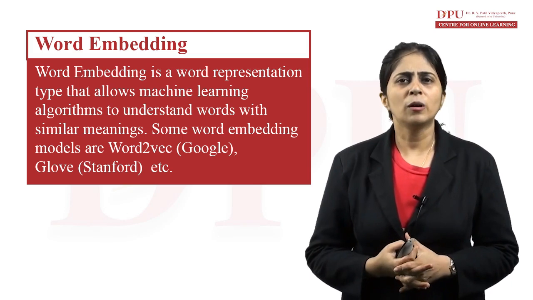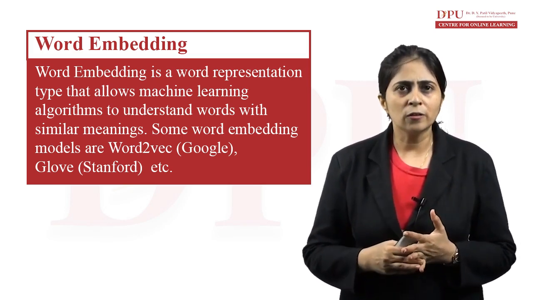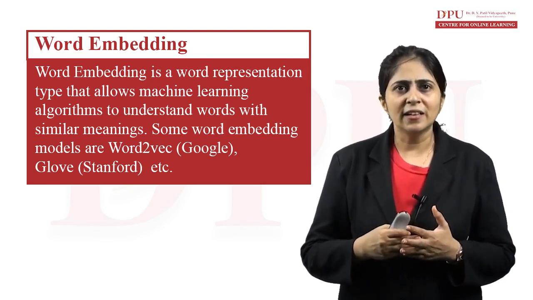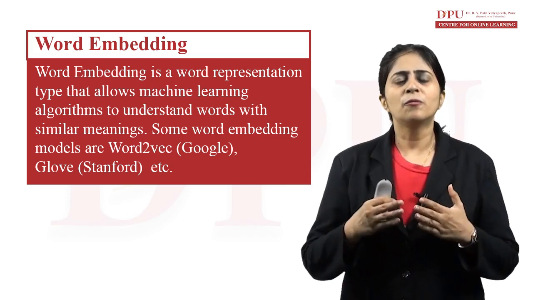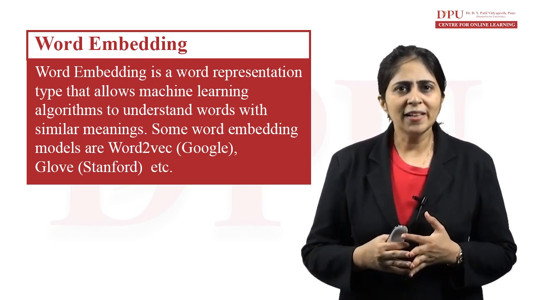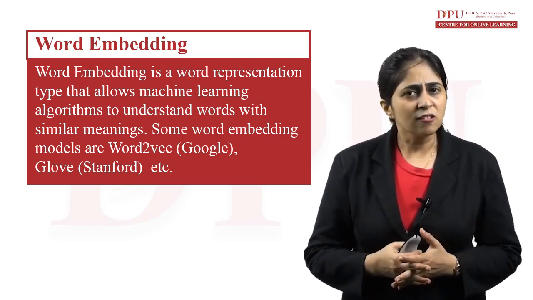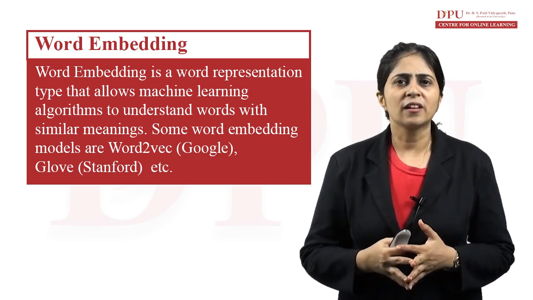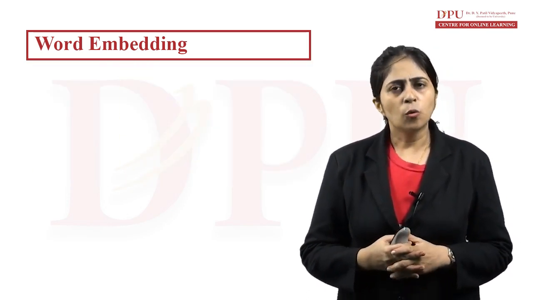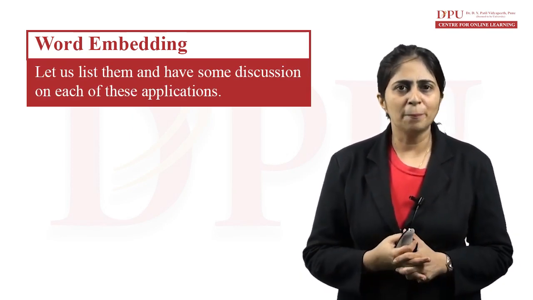There are many models for word embedding. So what is this word embedding doing? It is allowing the machine learning algorithm to understand the words with similar meaning. Word embedding helps in feature generation, document clustering, text classification, and even natural language processing tasks. So let us list some of the applications of our word embedding.